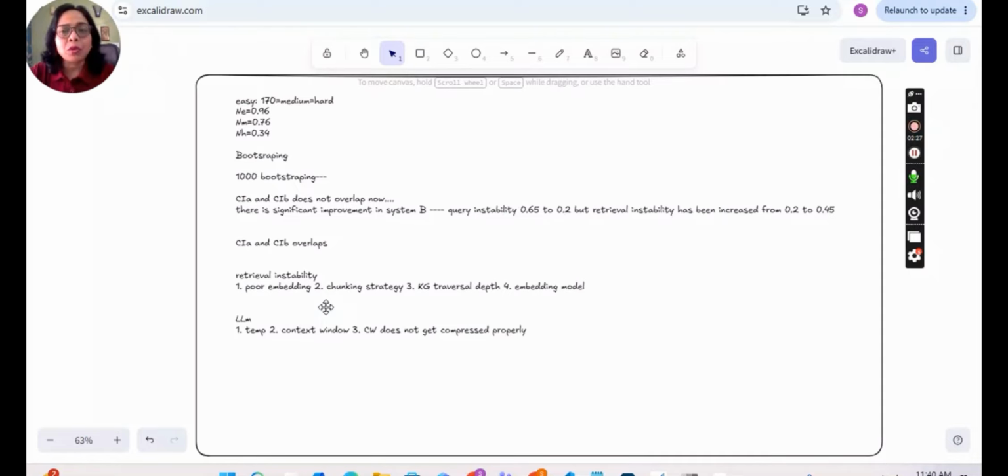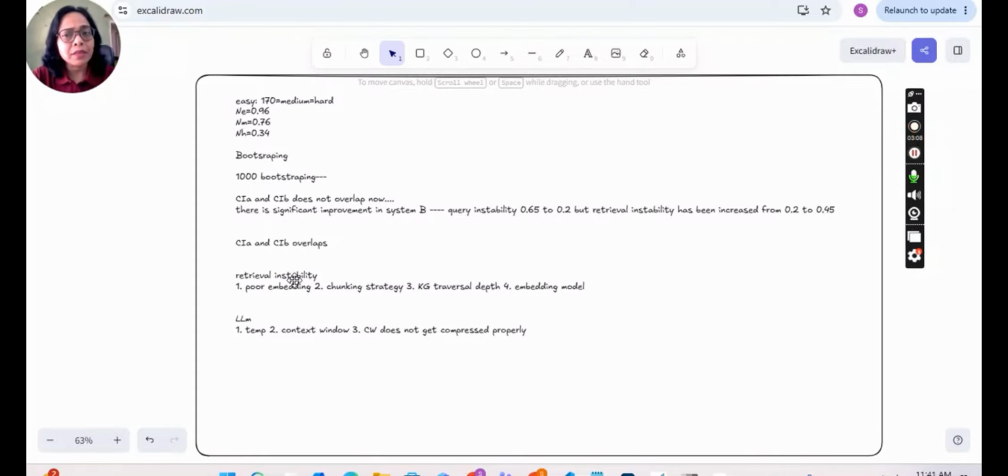And another is the embedding models. Different embedding models would be there for some kind of document. Some specific embedding models would be there, so that it will be able to capture all the information from the document, right? So we need to check one by one, and we need to improve that. Again we need to repeat the complete cycle of this process to see whether the retrieval instability has been reduced, and whether CI A and CI B do not overlap. In that sense you can say, okay, system B is significantly better as compared to system A.